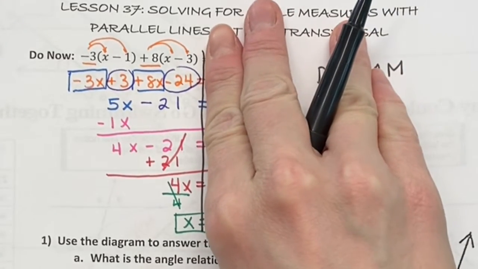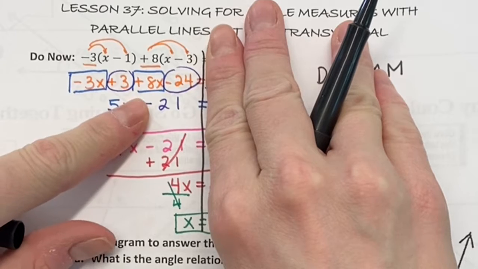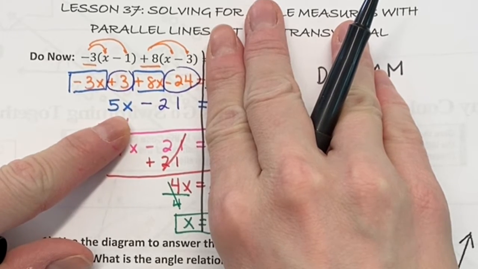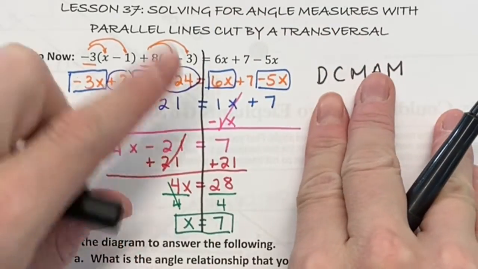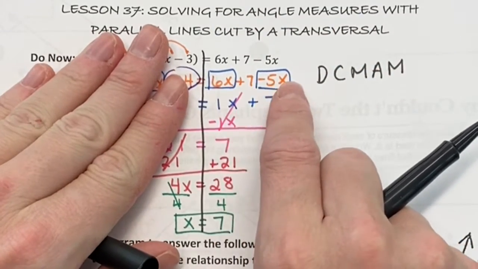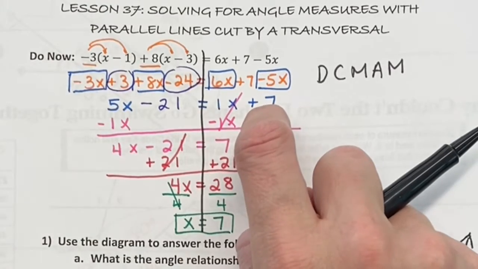So I look on the left side of my equation. And I combine my -3x and my +8x to give me a 5x. Then my +3 and my -24 give me a -21. I look on the right side and I combine 6x and -5x to give me a 1x. Then I have my +7.